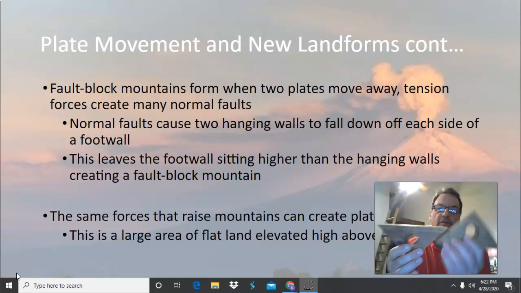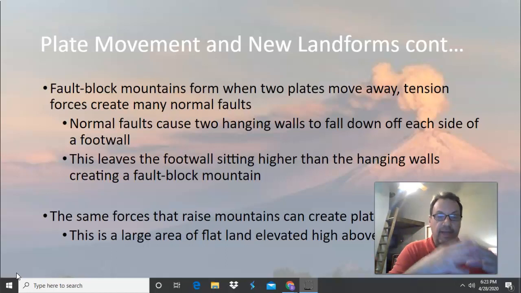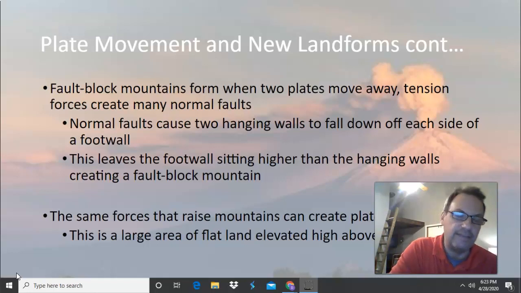And when you go out, hopefully you go out hiking and exploring, sometimes you can find where layers of rock have slid down, and you may want to climb up those. That's called a fault block mountain, and those happen where the hanging wall slips down. Hanging things going down is normal, so this is a normal fault, and therefore it is at a divergent boundary. These same forces that raise mountains can create plateaus, and a plateau is a large area of flat land elevated high above sea level.